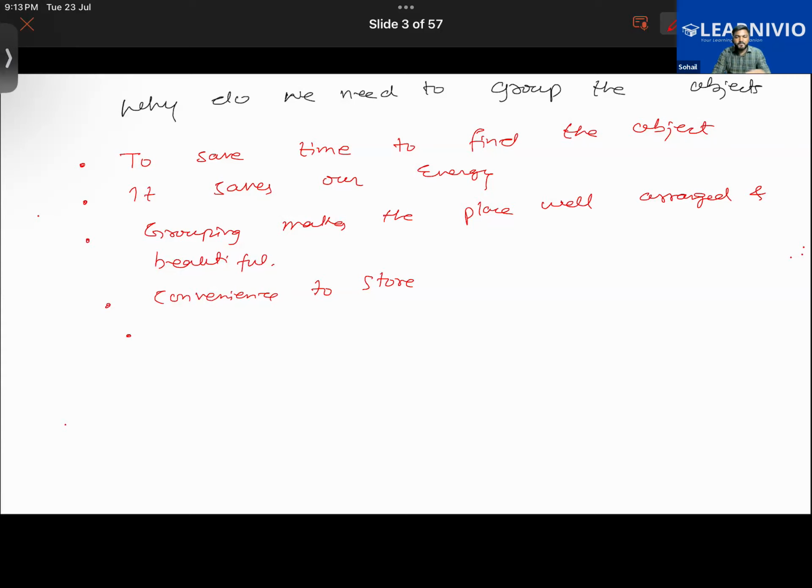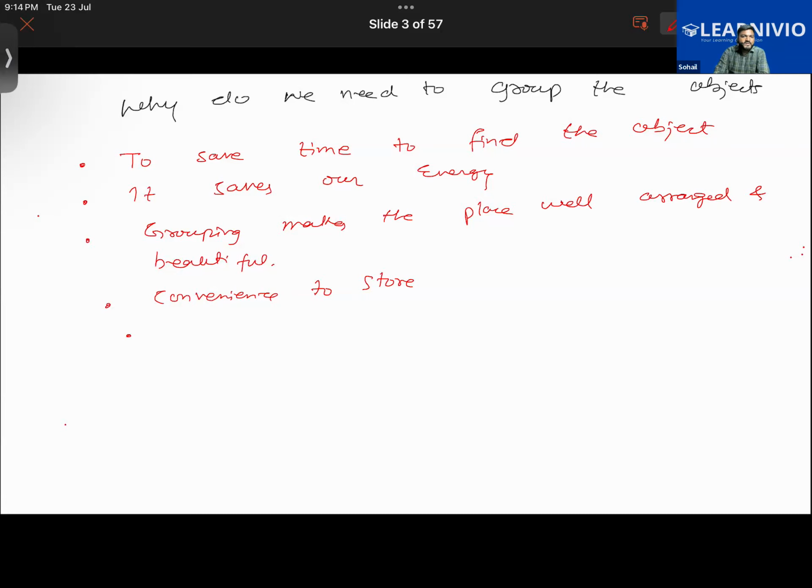For example, when we get holiday assignments, we get them for all the subjects. So you have to store it in a file where we can keep everything arranged. Exactly. So we also group the objects so that it becomes easier for us to study them, to study their features, and to store them at one place.